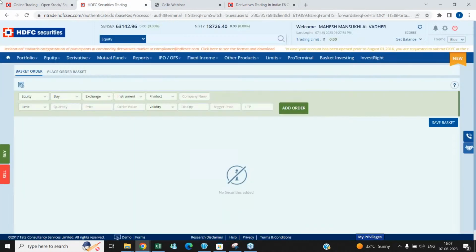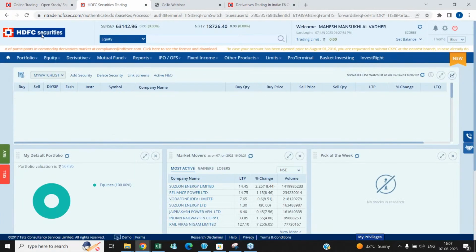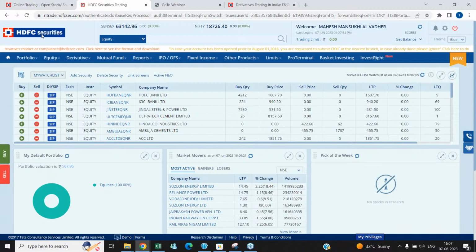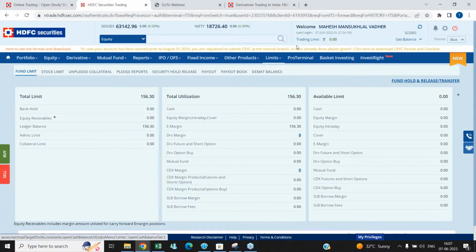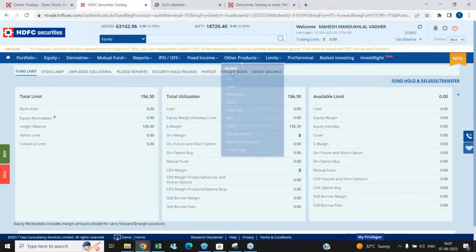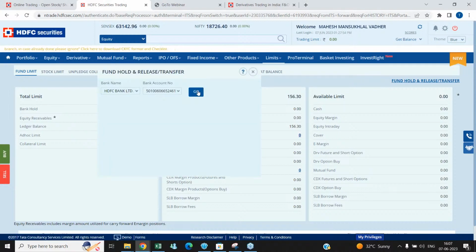So first you need to log into our normal ITS, that is the web trading platform. Firstly, you need to transfer the fund through your trading limit. You need to transfer the fund by hold and release, from this fund hold and release. So here first your bank account would be there. How much fund you want to transfer, first you need to transfer the fund.